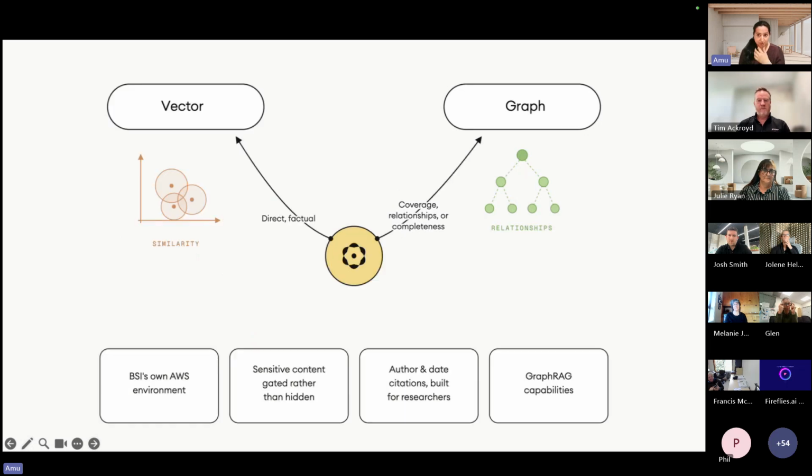So BSI had the opportunity to experience a vector-only Caitlyn in parallel with a GraphRAG version to see how they compare. And the proof of concept in a nutshell was Caitlyn deployed securely inside BSI's own environment. Sensitive content was gated, not hidden. Citations were built for researchers, and the real differentiator being GraphRAG, giving them not just the answers, but a map of what they actually know.